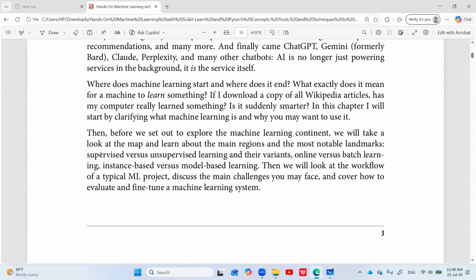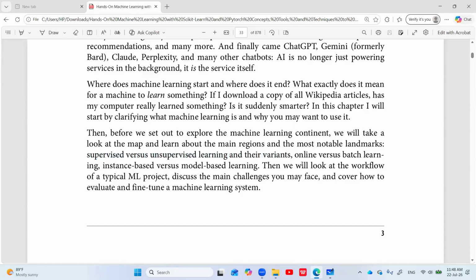Supervised versus unsupervised learning and their variants: online versus batch learning, instance-based versus model-based learning. These are the main categories of machine learning. That means you can categorize into several forms, and these are the main things. One is supervised versus unsupervised learning, and there are a few other variants of that one, mainly supervised and unsupervised.